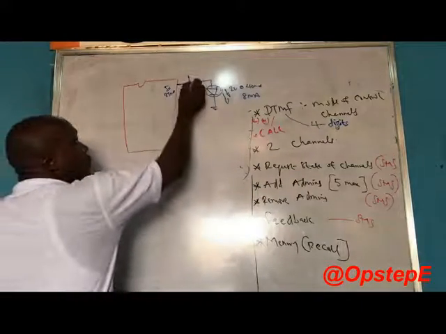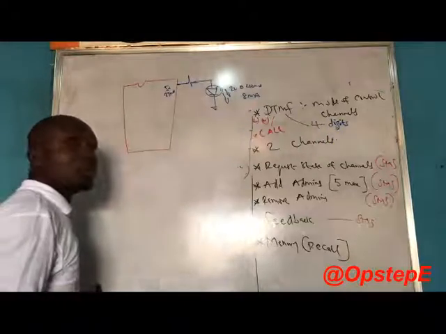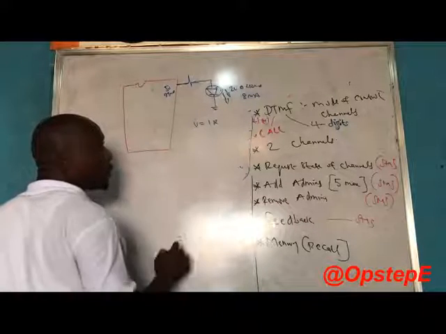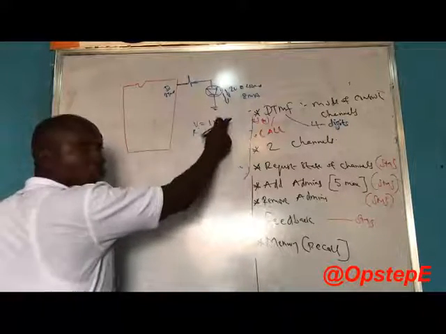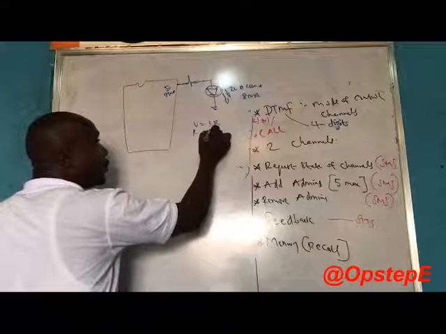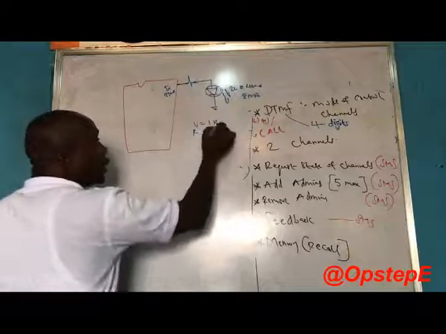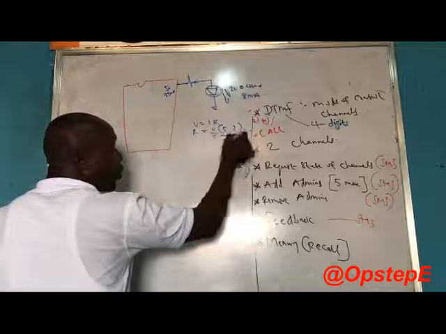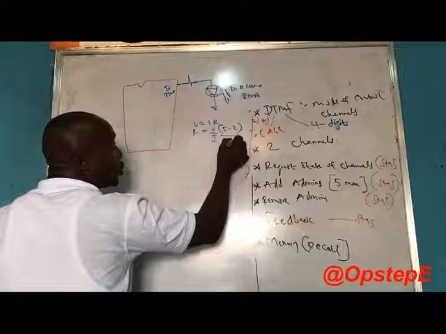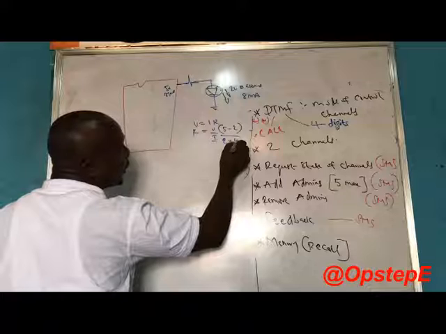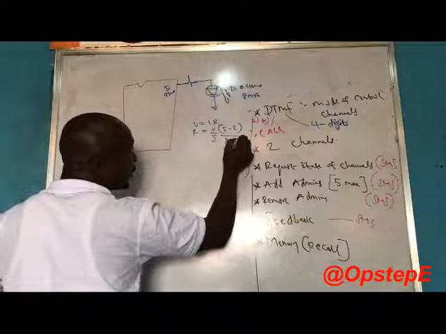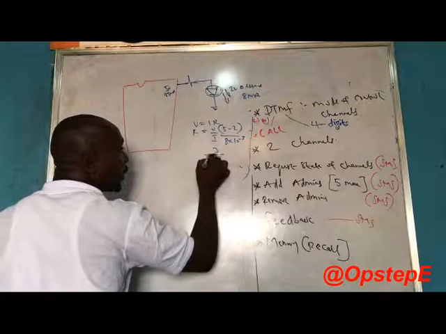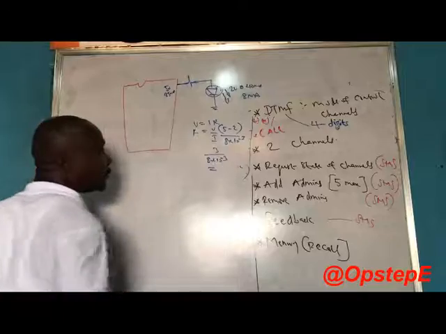How did I get the value of the resistor that did the job? I'll show you. All I simply did was use Ohm's law: voltage equals current times resistance. So R will be voltage divided by current. The voltage is going to be 5 minus 2, which is 3, divided by the current, 8 times 10 to the power minus 3. What will that give?